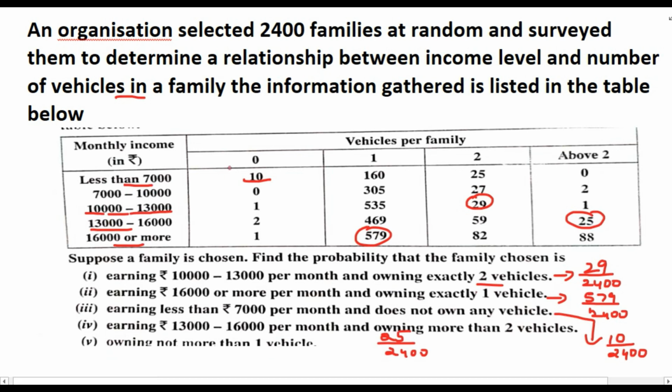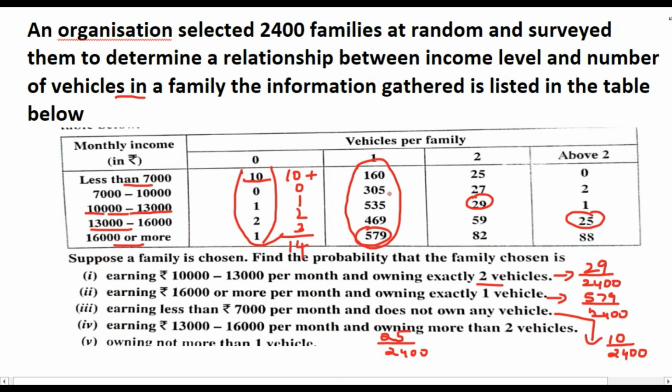So owning not more than 1 vehicle means they have not given the salary this time. So for all of these, the total number of families having no vehicle, we need to add 10 plus 0 plus 1 plus 2 plus 3. Okay, so the total will be 14. And for not more than 1 vehicle, that means this also we need to add. All the income, they have not specified any income range. So all the income ranges you have to add.